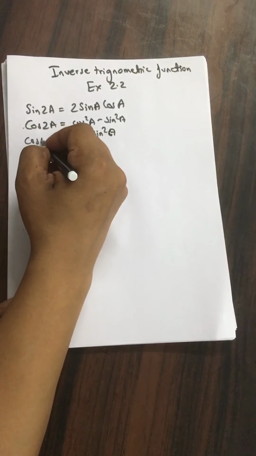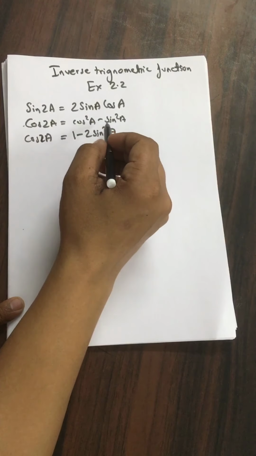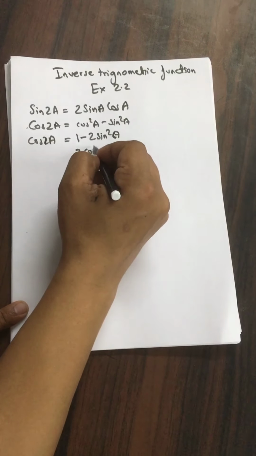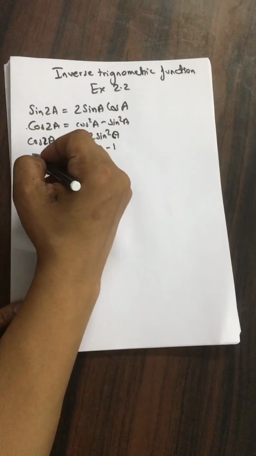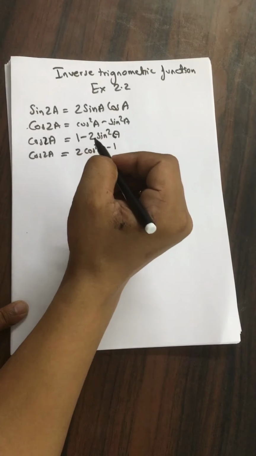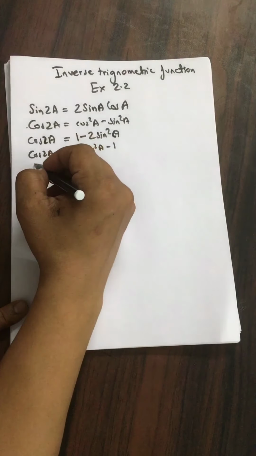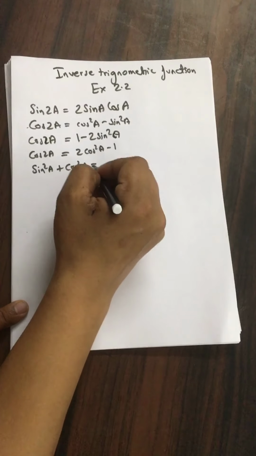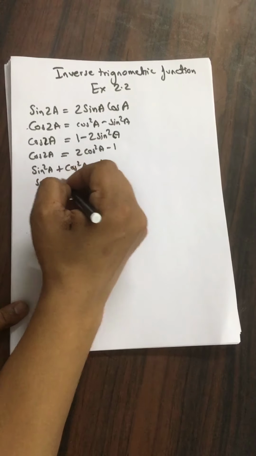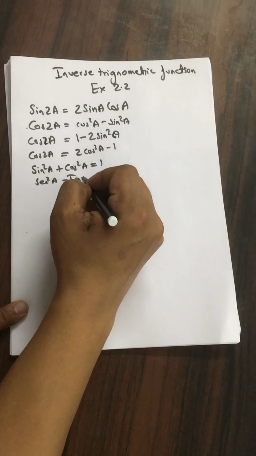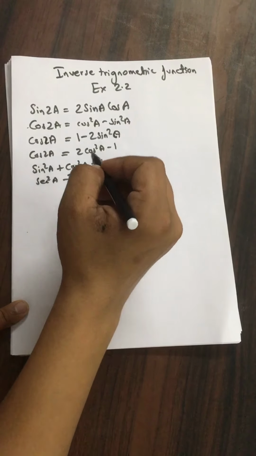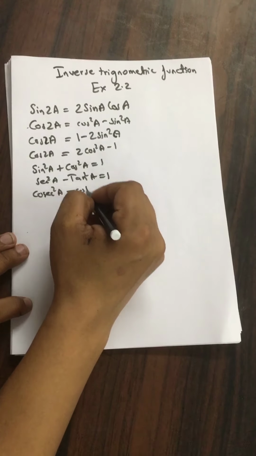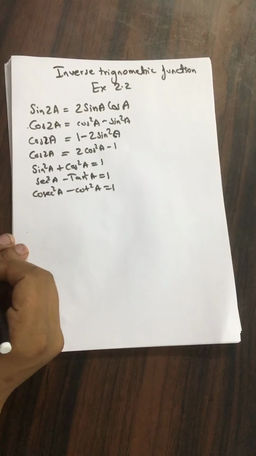Also, if we write sine square A as 1 minus cos square A, this will become 2 cos square A minus 1. So, we had these three formulas for cos 2A. Remember, apart from this, we had the formulas sine square A plus cos square A equals 1, sec square A minus tan square A equals 1, then cosec square A minus cot square A equals 1, right?